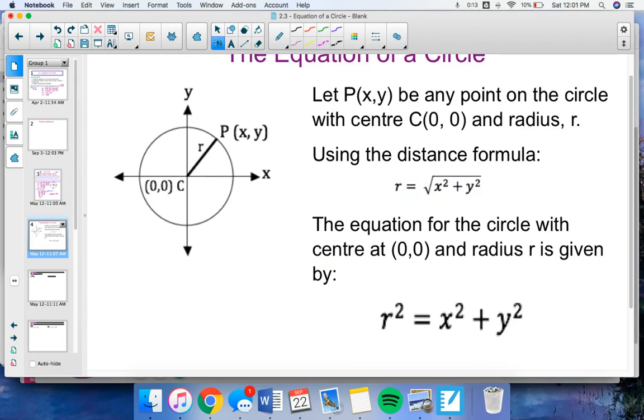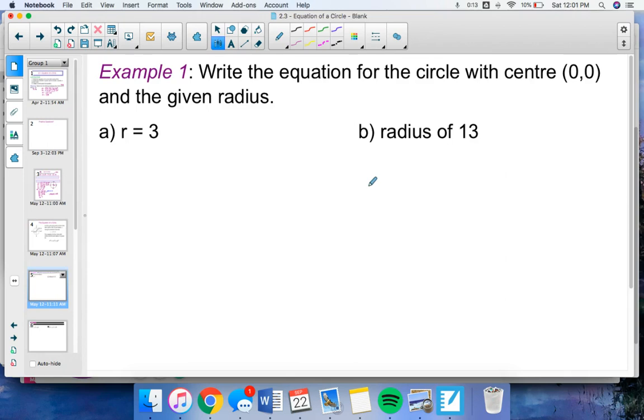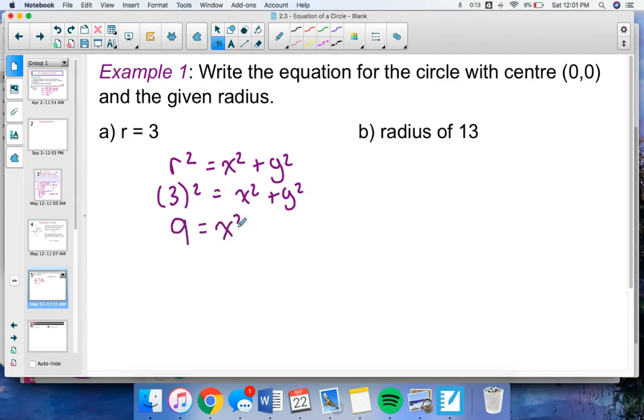Okay, so let's get some practice with it. So example 1, write the equation for the circle with center 0, 0 and the given radius. So like I always say, start with the formula. So r squared equals x squared plus y squared. Okay. Our radius is 3. Just sub in our information. And then just simplify what you can. So 9 equals x squared plus y squared.